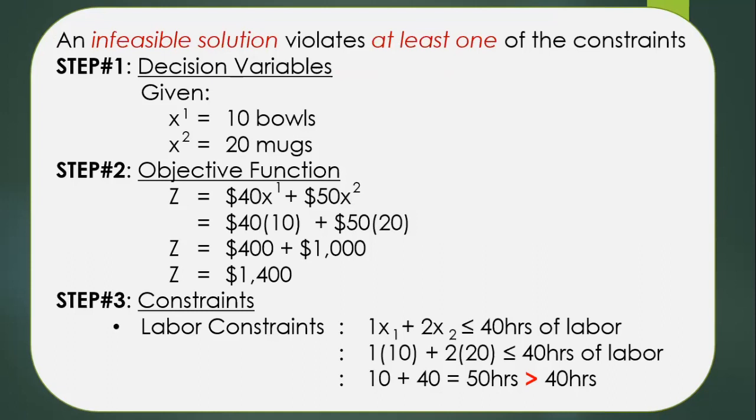Now question, is 50 less than or equal to 40 hours of labor? Okay, 50 hours is greater than 40 hours of labor, and therefore, since it exceeded our maximum capacity, which is 40 hours, this is infeasible because it violates at least one of our constraints.